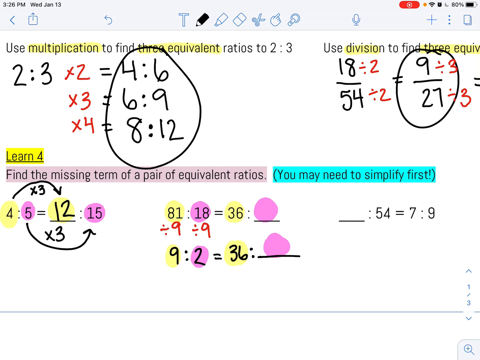So I want to think about, how do I go from 9 to 36? What math do I have to do if I go from 9 to 36? Either thinking multiplication or division. If I take 9 times 4, I get 36. So that means I have to do the same with my pink numbers, and that's going to help me find my missing number. 2 times 4 gives me my missing number of 8 in that ratio. So 9 to 2 is equal to 36 to 8.